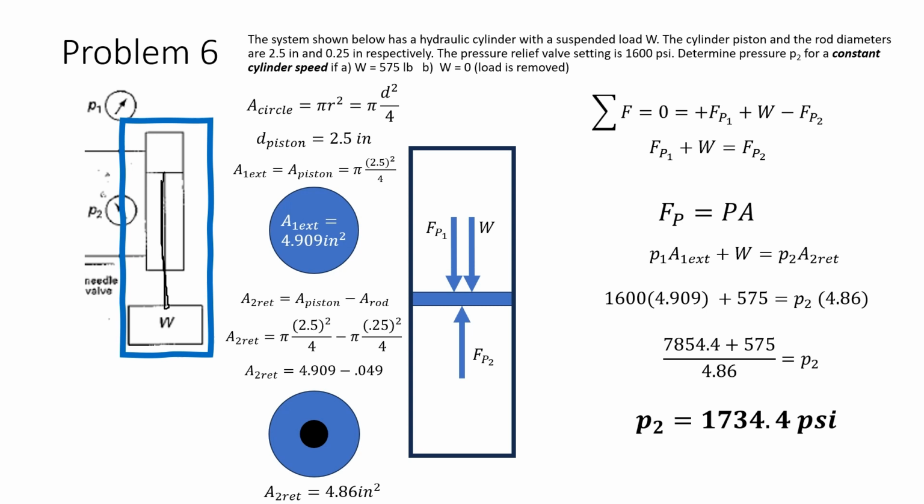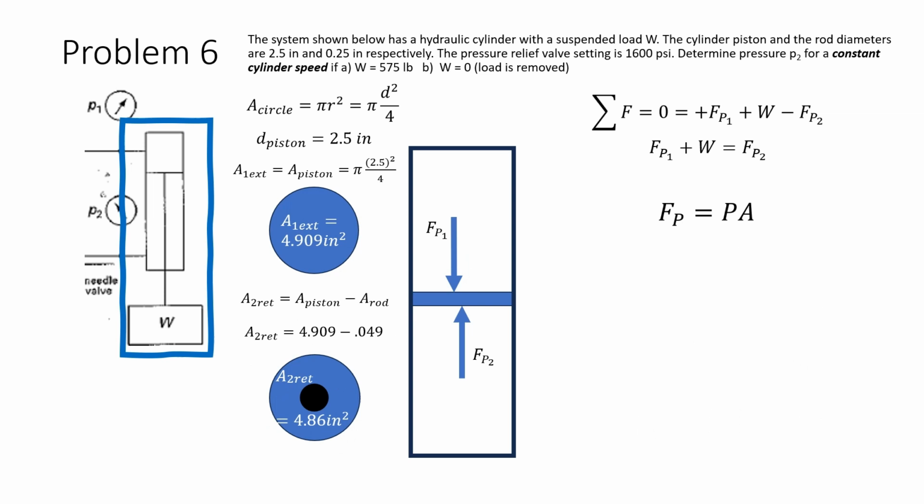Notice all of these values we plugged in. We got our pressure 1 from our problem statement. We got our areas that we calculated. We described those. Our weight was given in pounds, so that's already in the type of unit that we need. So that gets us our final answer of 1734.4 psi.